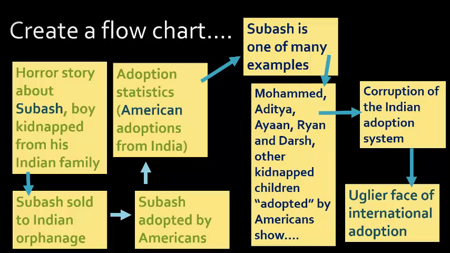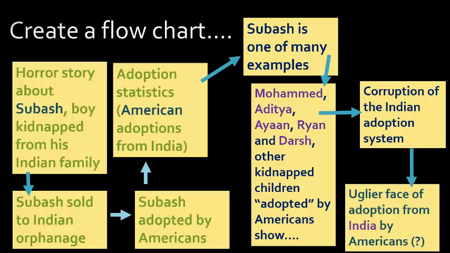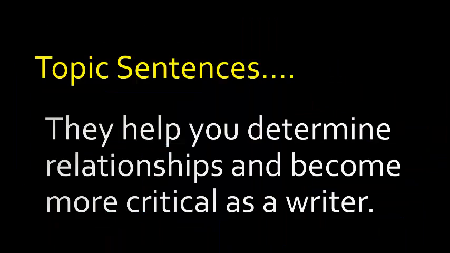Now, here are all my other kidnapped children. That's 1, 2, 3, 4, 5 kidnapped children, and they're all Indian, so we've changed our uglier face of adoption from India and by Americans. Let's make that more specific. Corruption of Indian adoption system. Let's make this all about India. We don't have facts about another country, so don't make an argument about another country.